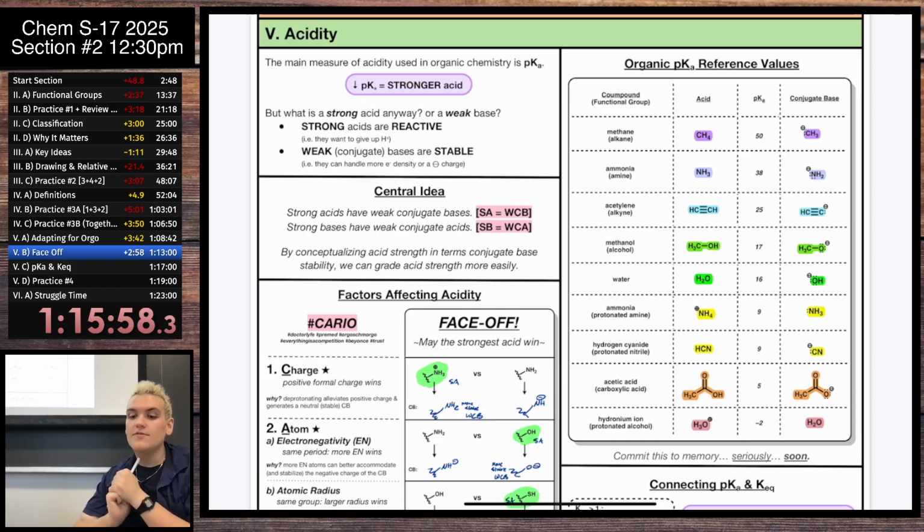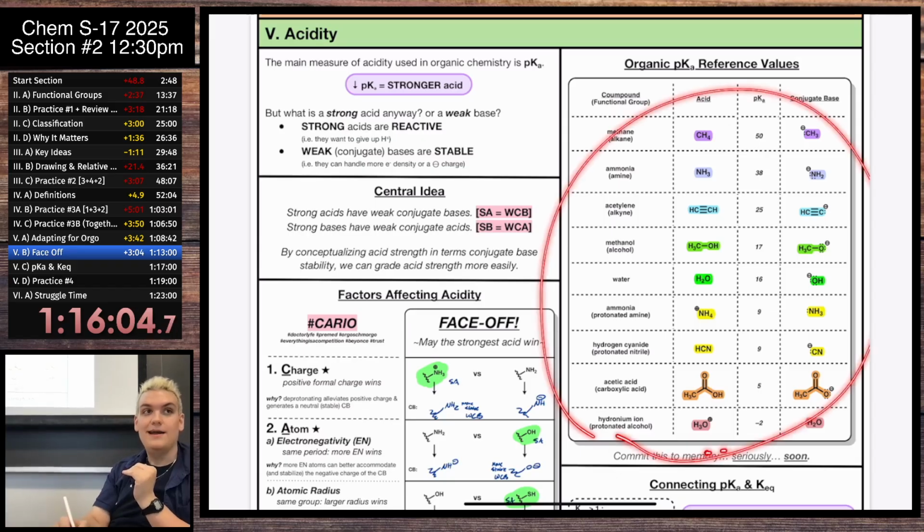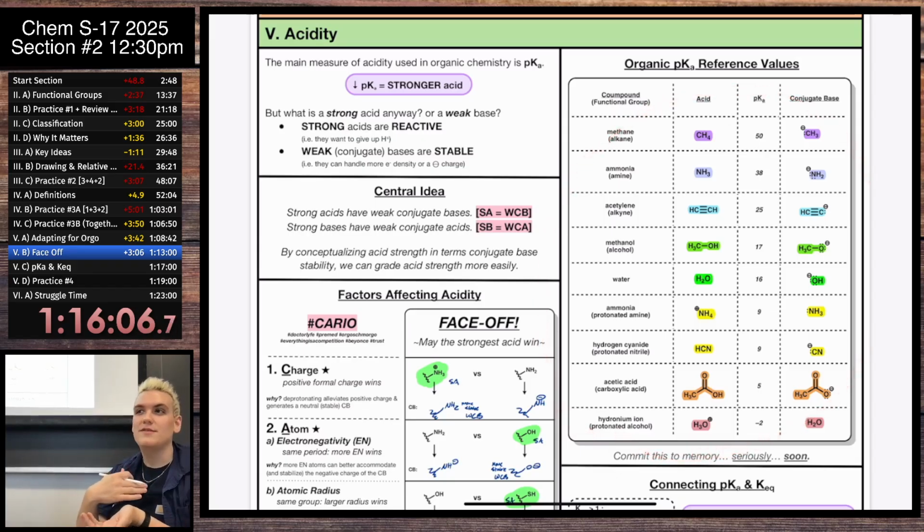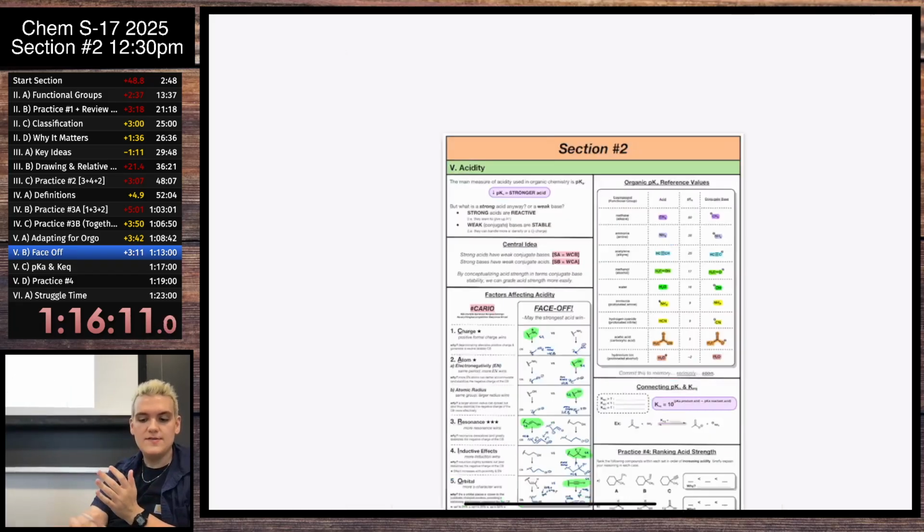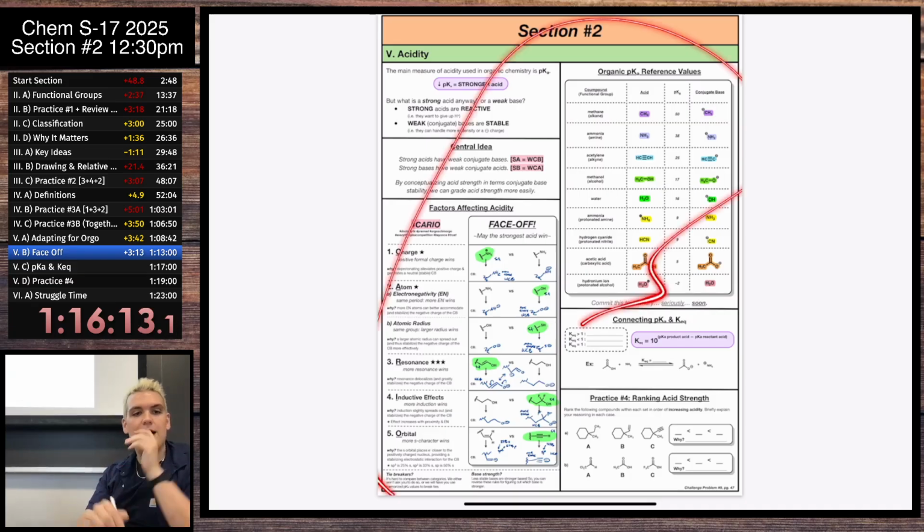So, commit them to memory soon. And the functional groups come in on lecture 3, with the functional groups down. pKa, I would say by like next Friday, because you don't want to be cramming them right before the test. But any questions on the kind of Cario intro acid things?